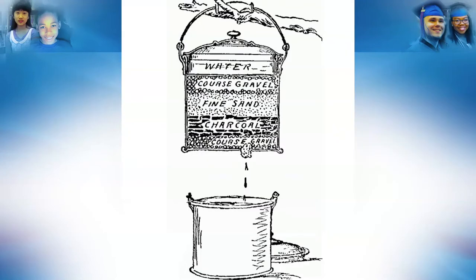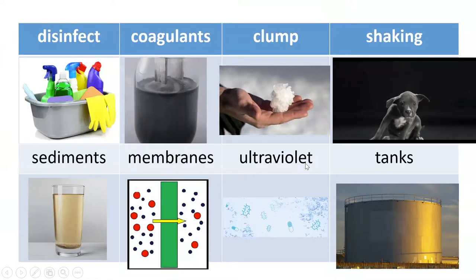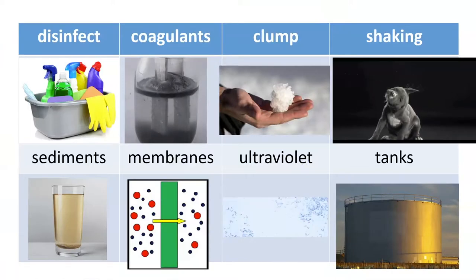What you could do, if your water wasn't very clear, is you could create your own water filter. So here we have coarse gravel, charcoal, fine sand, coarse gravel again, and then water is poured on top of these. So the water filters through each of these levels, it goes through, and it becomes clean. It is filtered. But that's not usually how we get our water in the USA.